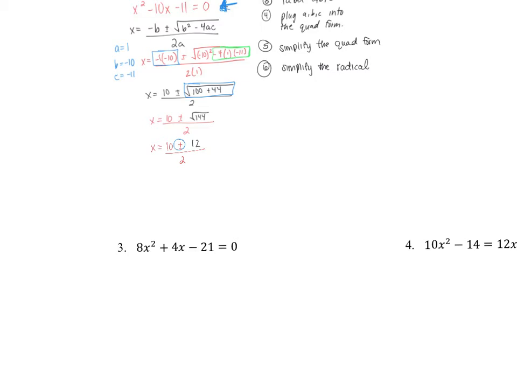We're going to get 2 answers. So what I need to do is break this whole equation down into 2 different answers. Okay, and here I have x equals 10 plus 12 all over 2. And then on the bottom, we have x equals 10 minus 12 all over 2.